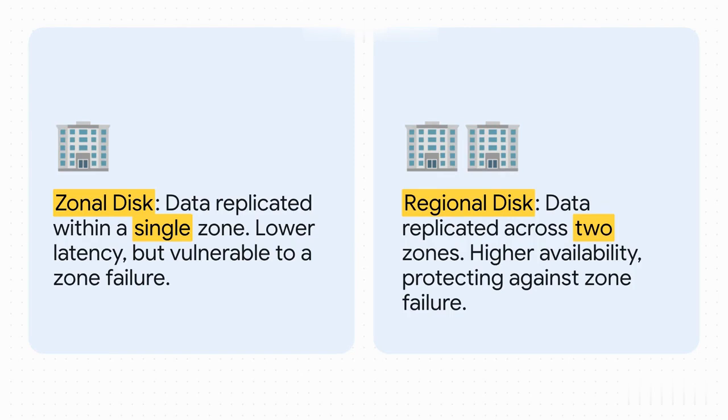A zonal disk is super fast, but it's all in one physical location, a single point of failure. A regional disk, though, automatically writes your data to 2 separate zones at the exact same time. It's a tiny bit slower, sure, but for a critical database, that is a very small price to pay for being able to survive an entire zone going down. For our app, we are absolutely choosing regional.